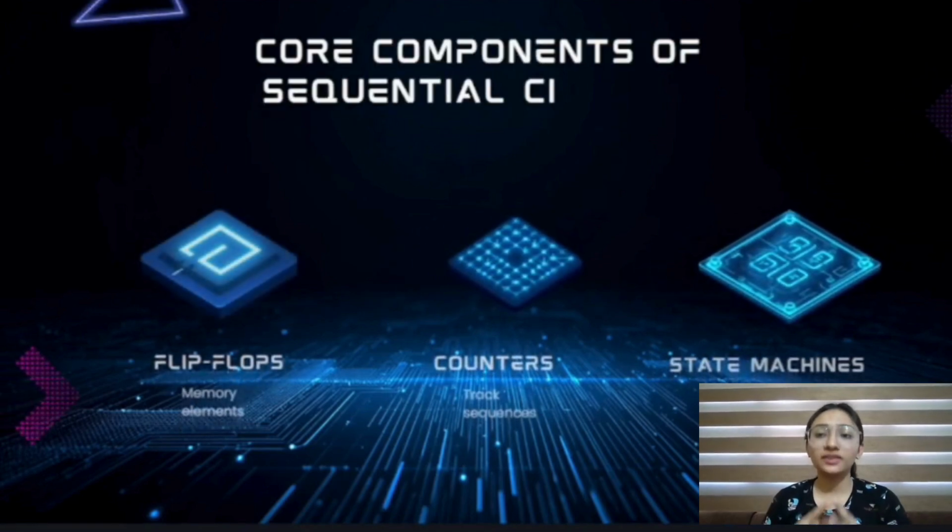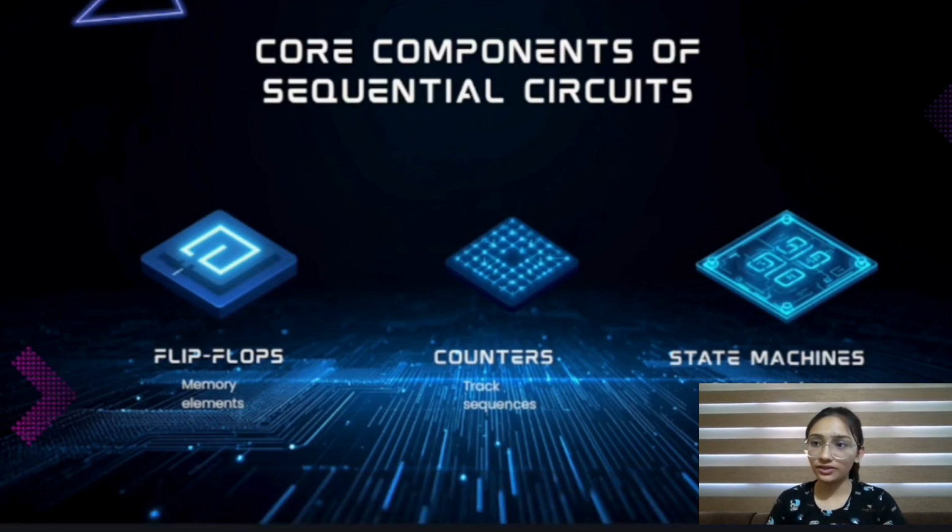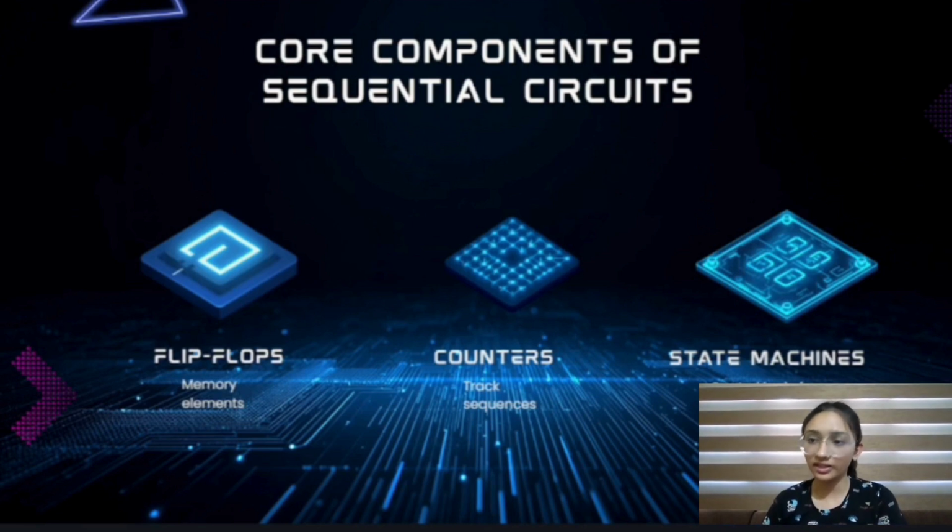The three main sequential circuit components used in elevator controls are flip-flops, which act as a memory element and store the current state of the elevator, such as which floor it is on. Then we have counters, which help track the sequence of floors as the elevator moves up or down. The third one is state machines, which define how the elevator behaves under different conditions like moving, stopping, or opening doors. Together, these components form the intelligence behind the elevator controller.